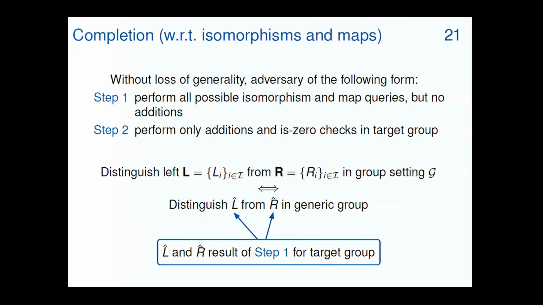So this means if we have an assumption, the original assumption here, which is in an arbitrary group setting G, we can get a modified assumption in the generic group, where this is just the result of applying step 1, so applying all possible isomorphism and map queries to the original input, and then taking the resulting list in the target group. So this L hat and R hat, computed from this given the isomorphisms and maps, is what we call the completion.